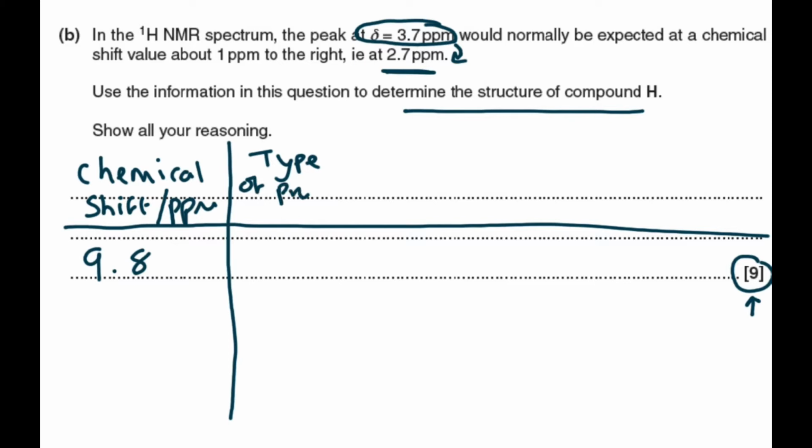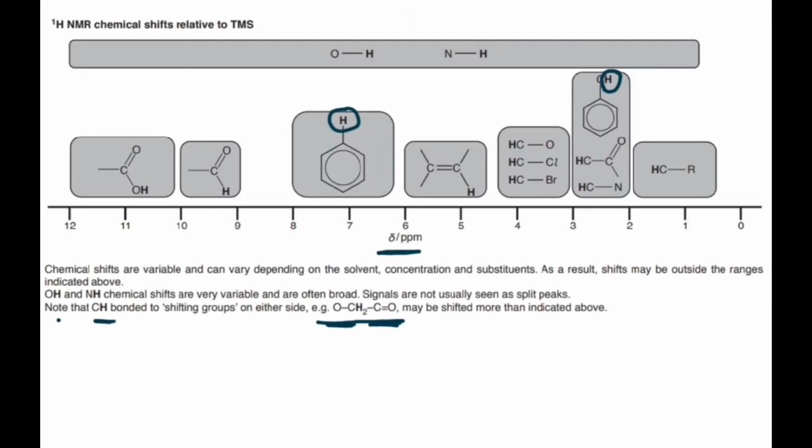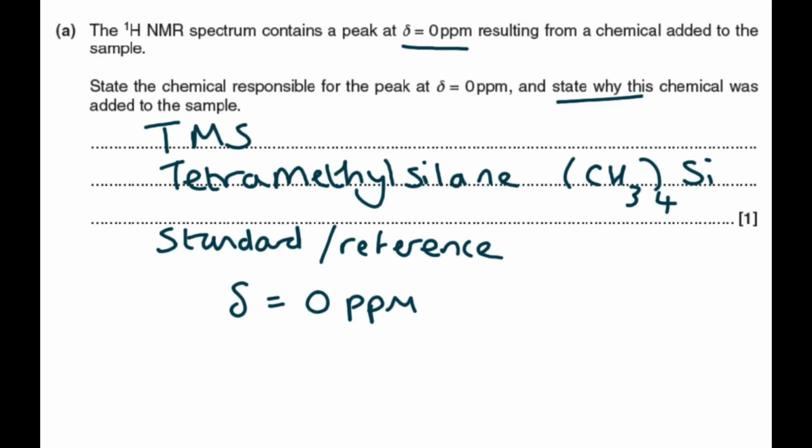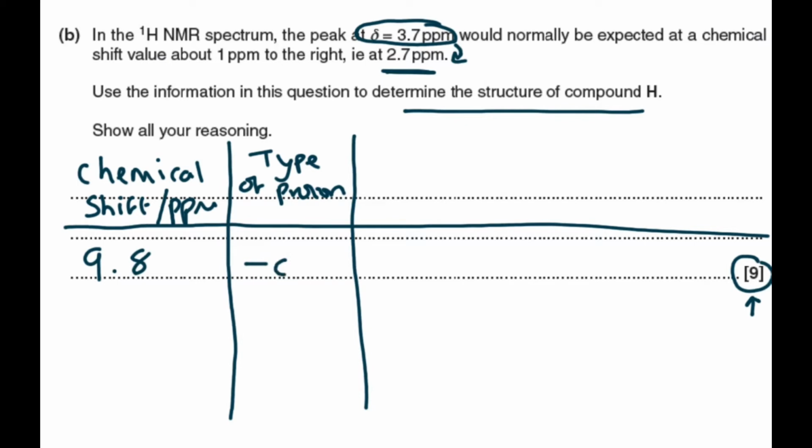And you read this from the data sheet. Yeah, so you look at your data sheet and you go, okay, 9.8 ppm. What type of proton comes at 9.8 ppm? It's the aldehyde proton. Yeah, and just copy that. So you go C double bond OH like that.